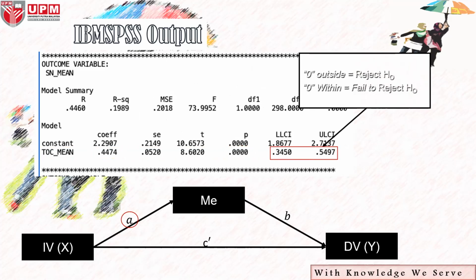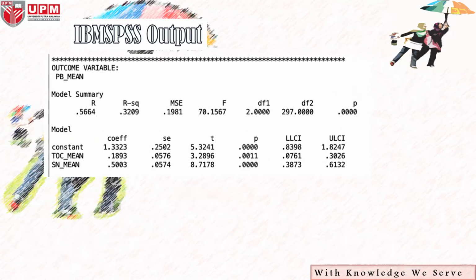Next one. We can also indicate the result according to the location of zero. If zero is located outside the range, the result is significant. If zero is located within the range, the result is not significant. Same. So next one, now the outcome variable is PB, philanthropic behavior.